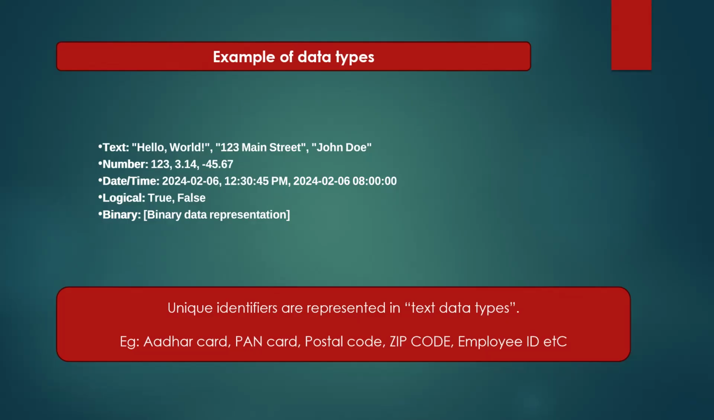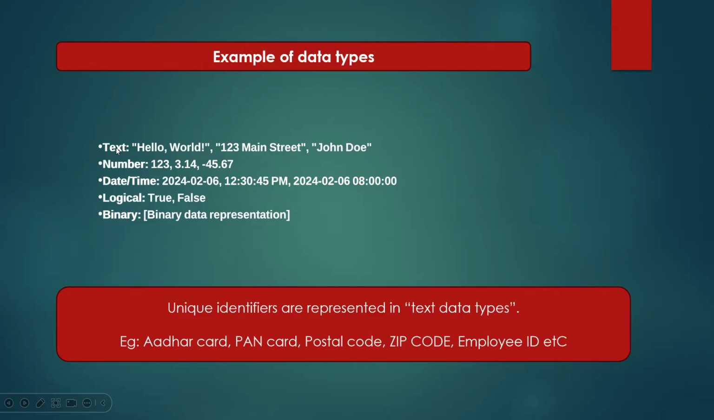When you look at the types of data types, there are five: the text data type, the number data type, the date or time data type, the logical data type, and the binary data type. But out of these five data types, the first three are important. That is the text data type, the number data type, and the date data type.